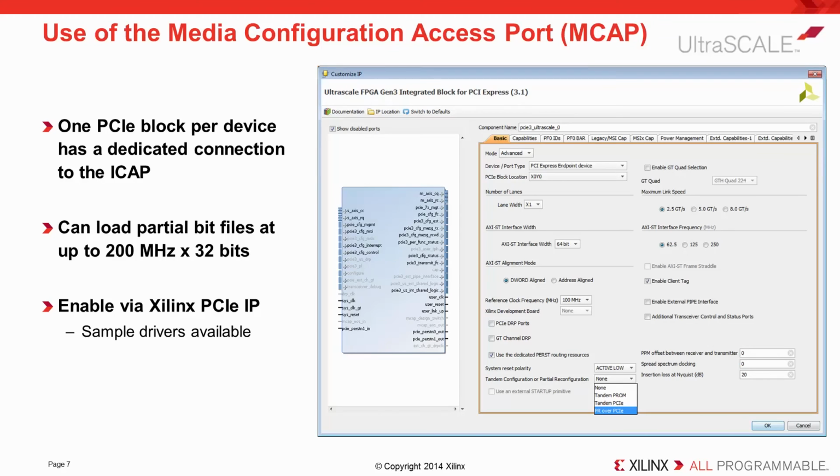Another new feature for UltraScale is the Media Configuration Access Port, or MCAP. This is a dedicated connection from one specific PCIe block per device to the ICAP. No additional routing resources are required to bring 32-bit data from a PCIe link to the configuration engine, making this an efficient path for delivering partial bit files. This dedicated link is enabled by simply selecting an option when customizing the Xilinx PCIe IP.